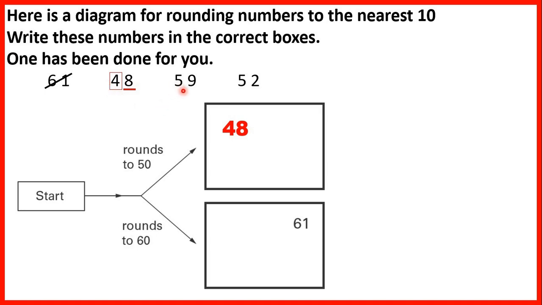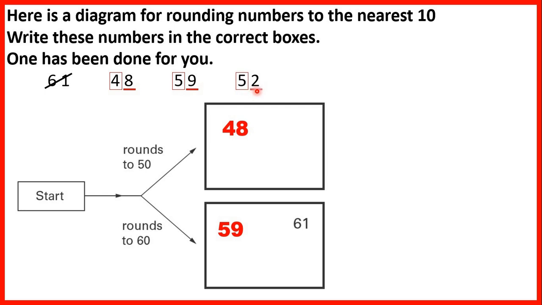Now we have 59, so because we have a 9 in our ones, we're rounding up. So that means the tens digit increases by 1, so this 5 becomes a 6, meaning that 59 rounds to 60. And that makes sense because the number 59 is closer to 60 than it is to 50.